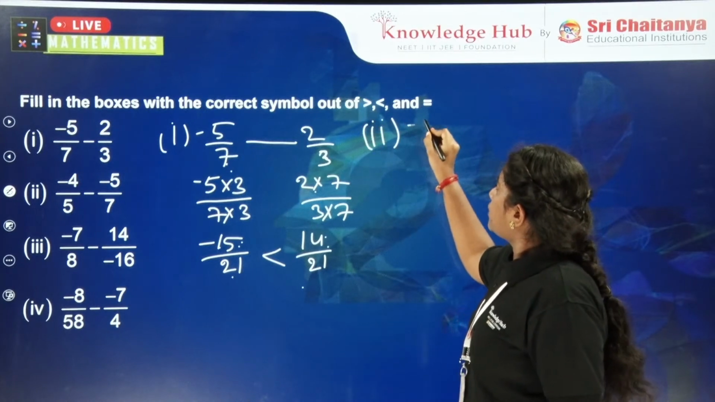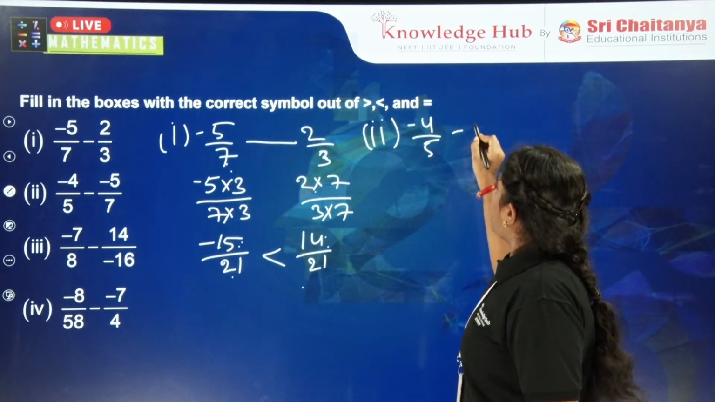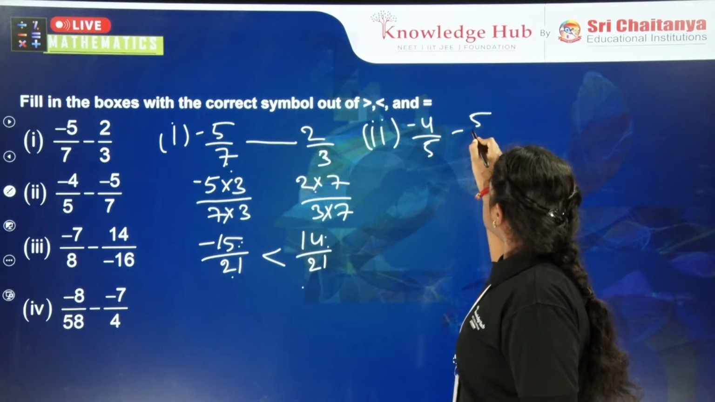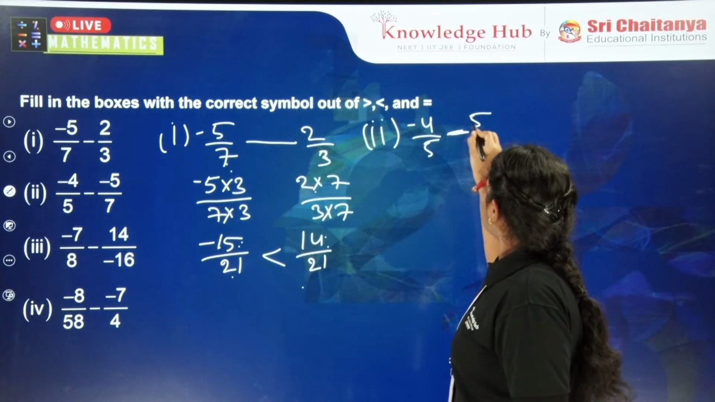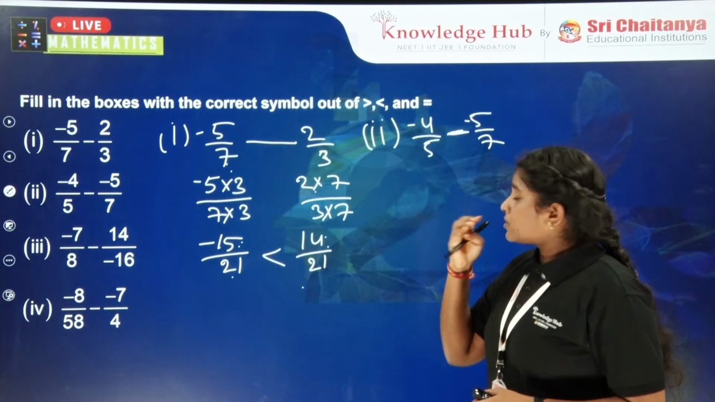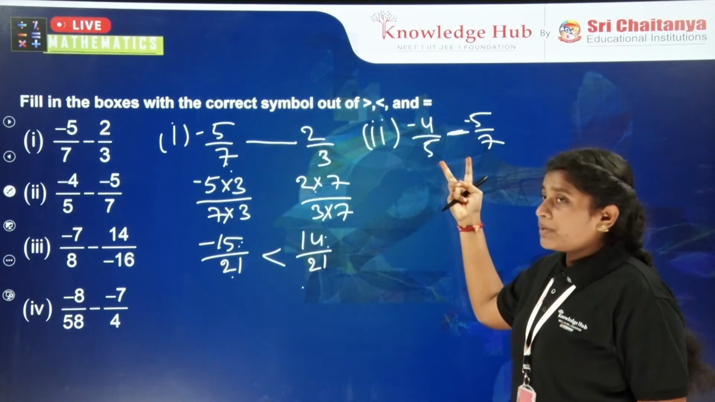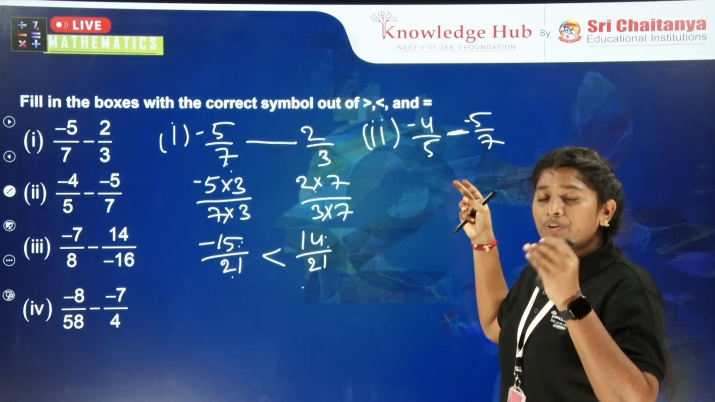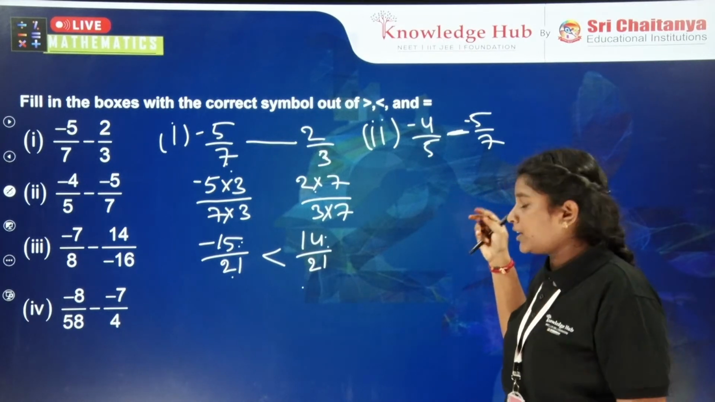Moving to the next one, it is minus 4 by 5, and you have to fill the blank with minus 5 by 7. If you also compare here, the denominators are different, so we have to convert them into the same denominators.